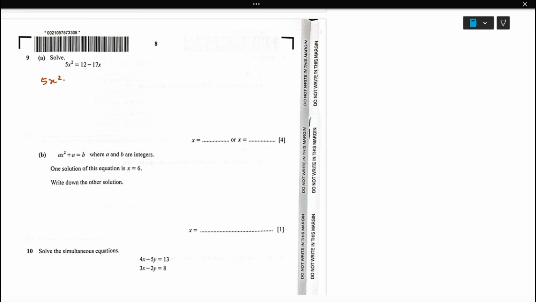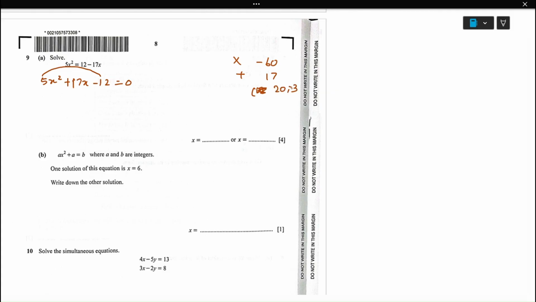So the next question, solve the quadratic equation. We need to bring everything to one side. So 5x squared plus 17x minus 12 equals 0. I'll bring everything to the other side, and the sign has changed. Now for the multiplication, we have to get negative 60, because it is 5 times negative 12, and for the addition we have to get 17. So the factors are 15. Oh no, the factors are 20 and 3.